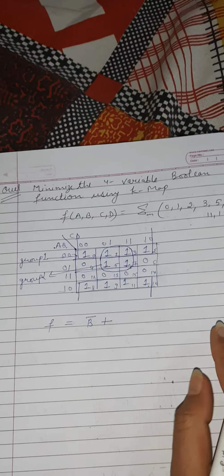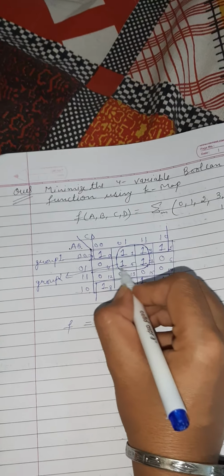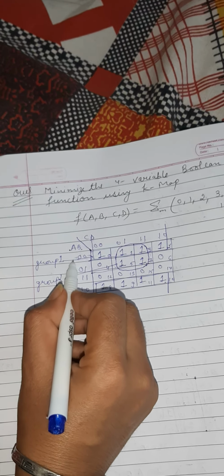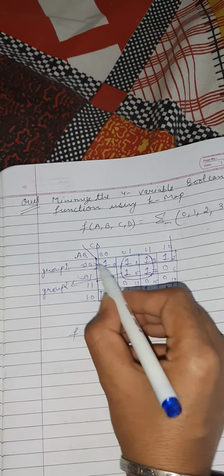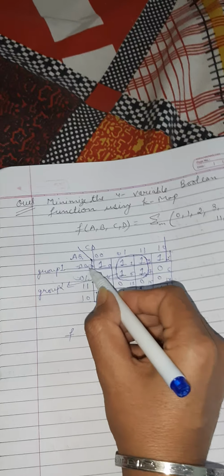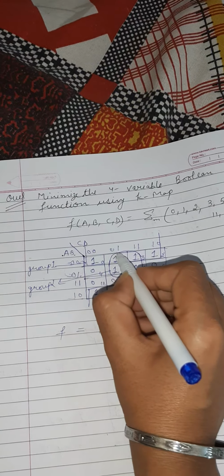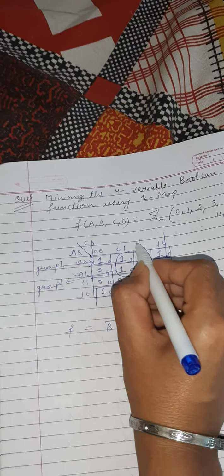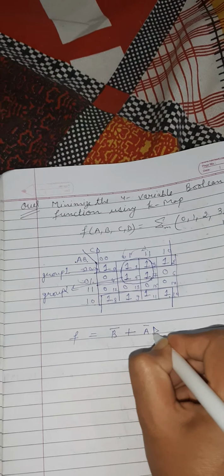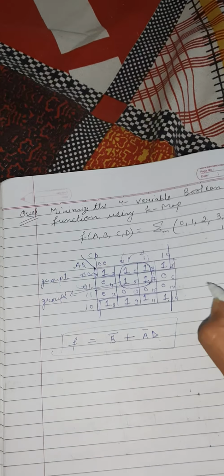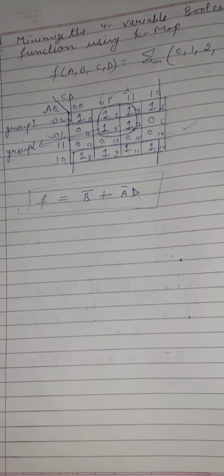Now write plus, and then comes group 2. For group 2, the value of A is the same, from 0 to 0, so A is taken as A complement because its value is 0. The value of B is changing from 0 to 1, so B cannot be taken. The value of C is changing from 0 to 1, so C also cannot be taken. And the value of D is the same, that is 1, so take D. So this is the complete Boolean expression for this K-map. It easily reduces to the shortest form, so the K-map is useful to get the shortest form of a Boolean expression.